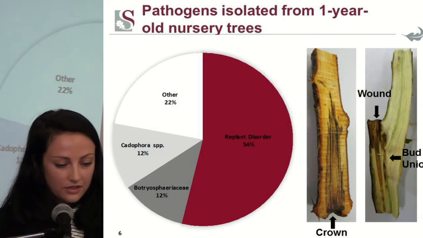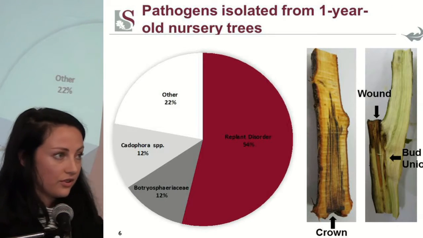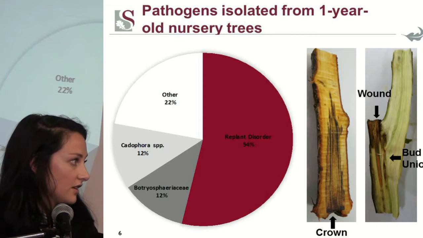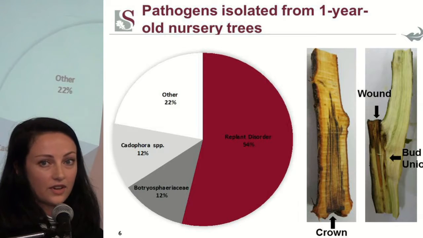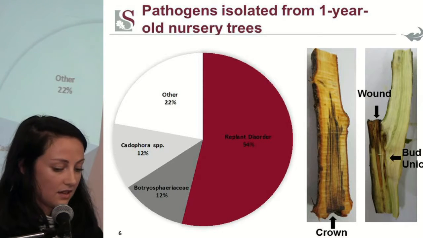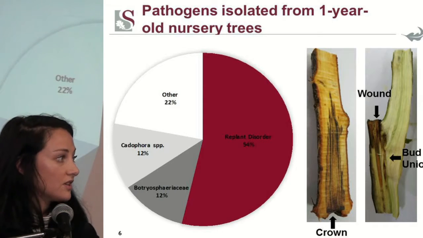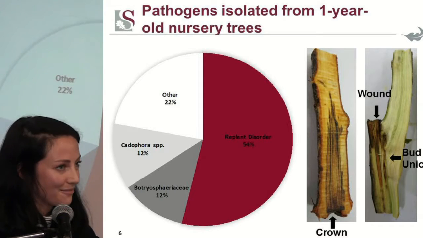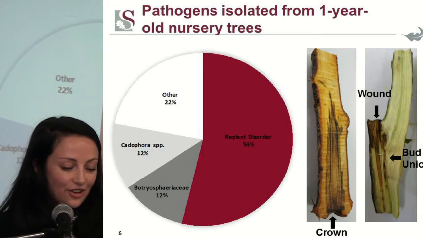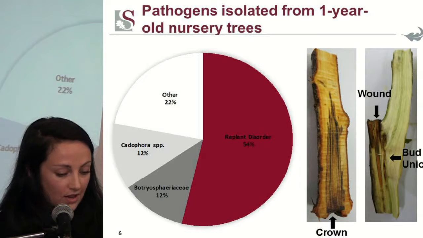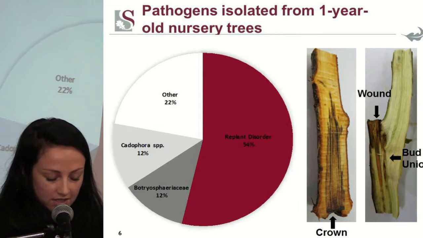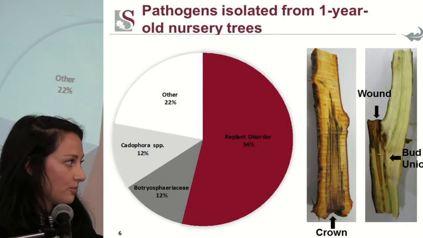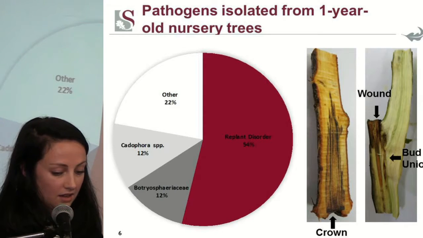With regards to the pathogens isolated, the replant disorder pathogens, being the Cylindrocarpon complex pathogens, were isolated the most. The Botryosphaeriaceae species were second. Those are known to cause stem cankers on stone fruit, and the Cadophora species, known to cause wood decay on grapevine, are third.